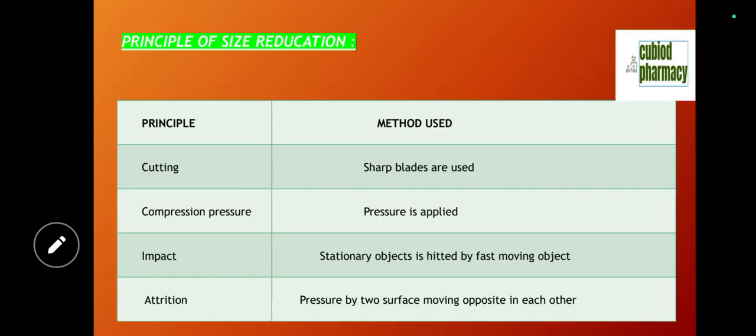Next, the principles of size reduction. These principles are important, and every instrument follows them. This is the principle and method of use: which principle is involved in which equipment.